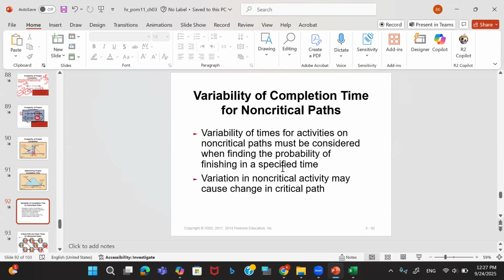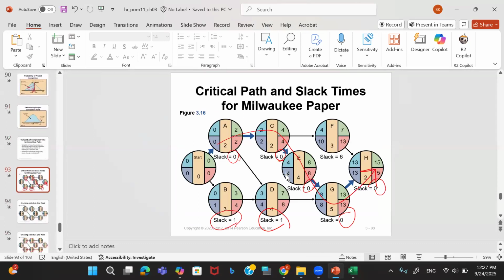No questions. Okay, so the variability of times for activities on non-critical paths must be considered when finding the probability of the project. Variations in non-critical activities may cause change sometimes if there is high variability. So what we did here, we calculated the critical path and the slack times for the Milwaukee paper project.